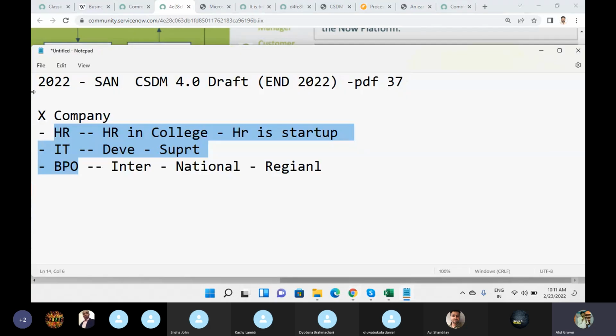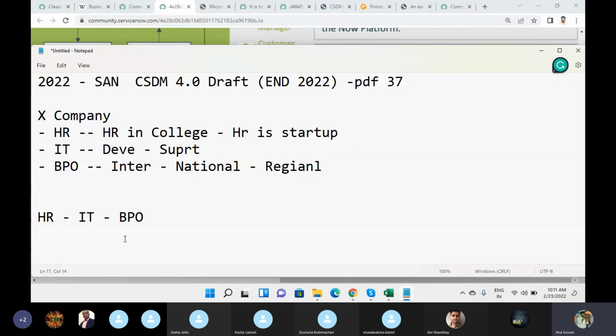Like if I change this into the hierarchical format, HR, IT and BPO. And on the top, I mention here, X portfolio. Then it becomes hierarchical for me. In the HR, I have different steps here. Let me show you one example here.